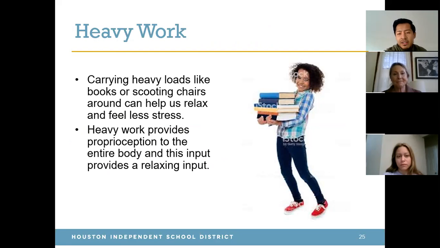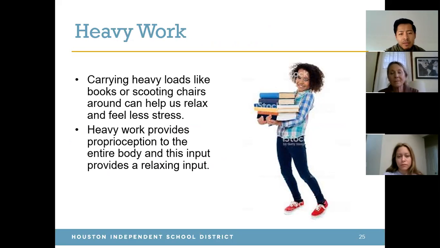As we see here in this photo, there is a child with a few books, and one of the things that we can sometimes suggest is to give a child certain tasks to organize their body, to relax their body. One of the ways to do that is to have them transport items, and not just for the sake of it, but rather to make it meaningful.